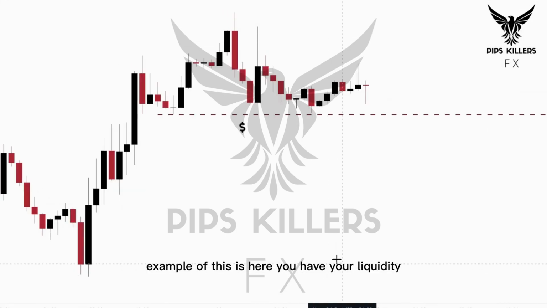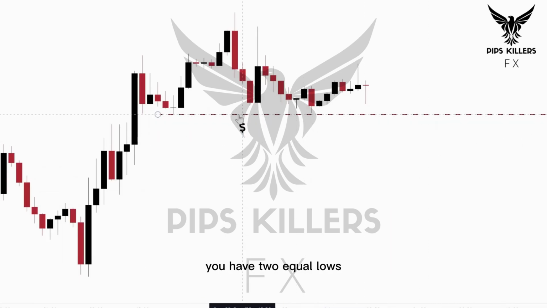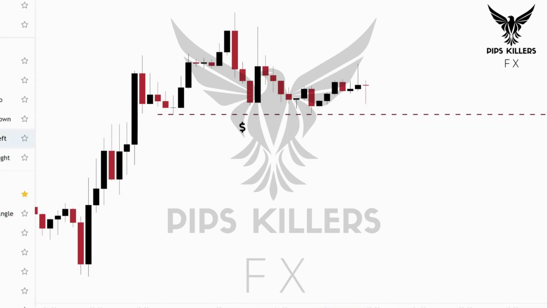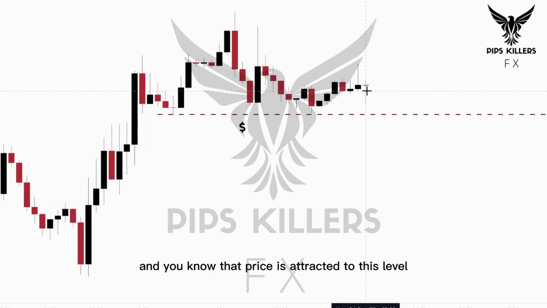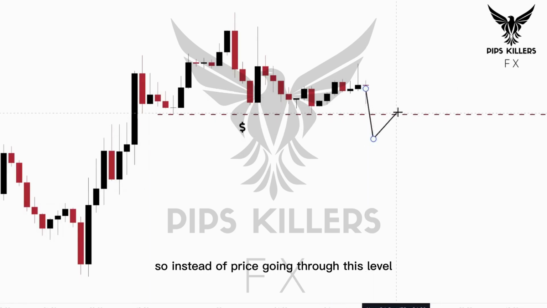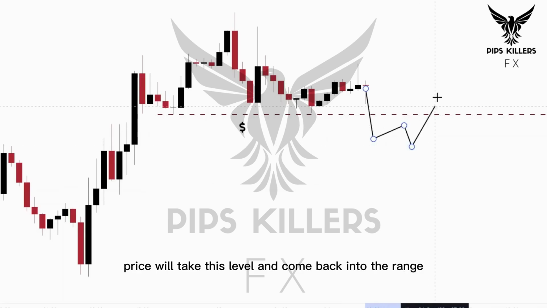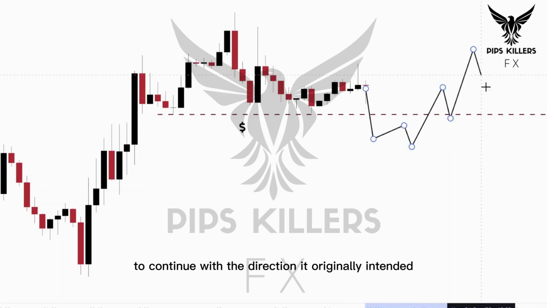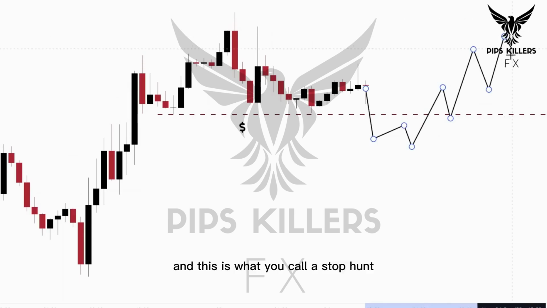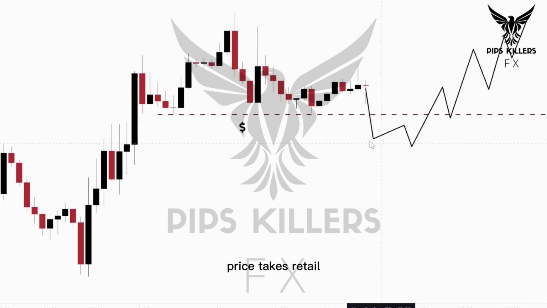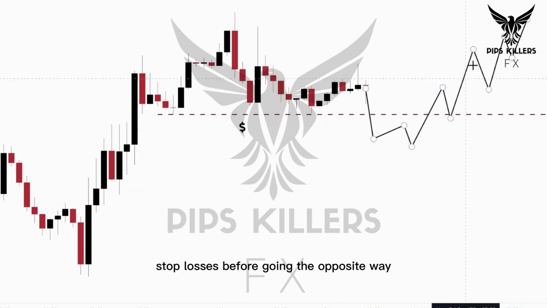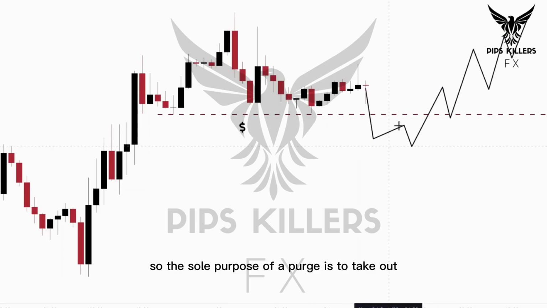One example of this is here you have your liquidity. You have two equal lows. And you know the price is attracted to this level. So instead of price going through this level and just continuing lower, price will take this level and come back into the range to continue with the direction it originally intended. And this is what you call a stop hunt. Price takes retail stop losses before going the opposite way. So the sole purpose of a purge is to take out the liquidity.